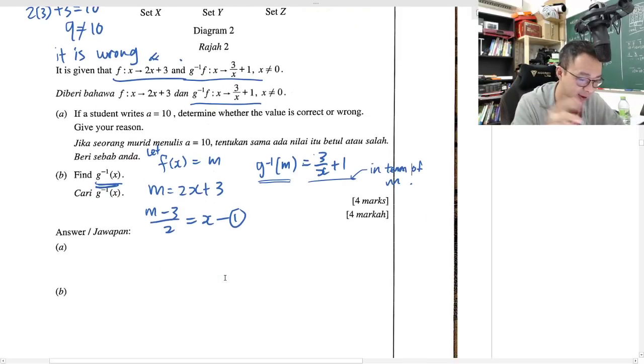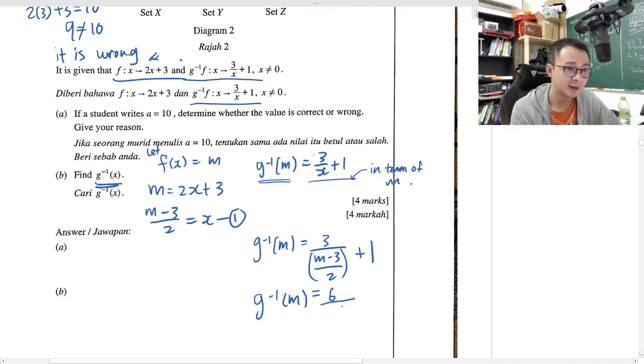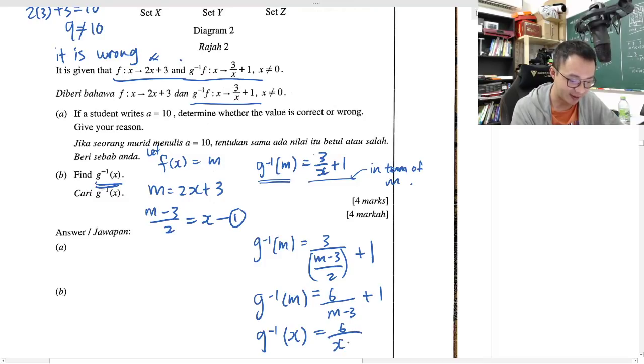So I will just substitute in. It equals 3 over (m minus 3) over 2, plus 1. This is how I substitute the x into the x here. So it will become 6 over (m minus 3) plus 1. So therefore, G inverse x will become 6 over (x minus 3) plus 1. Alright, this is how I will do this kind of question.